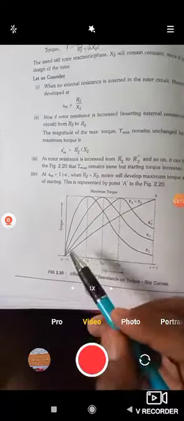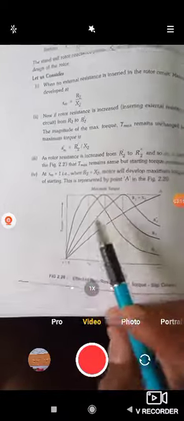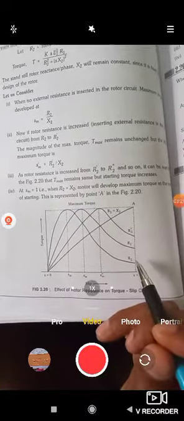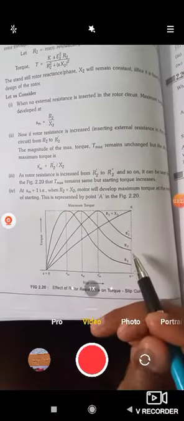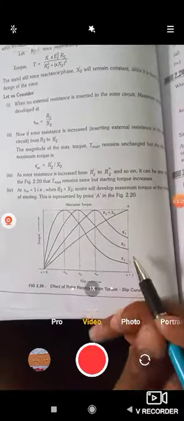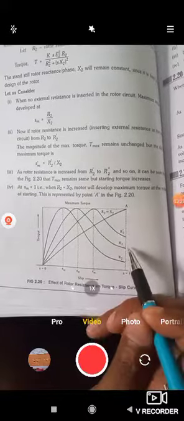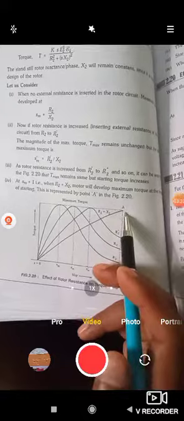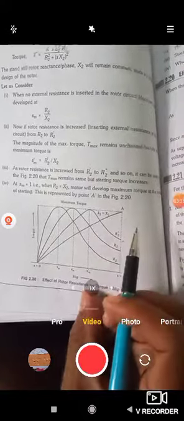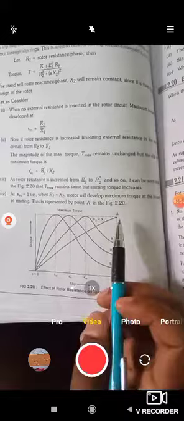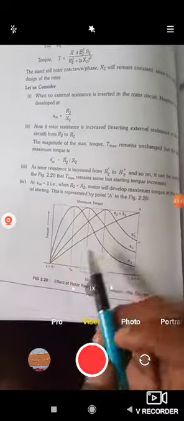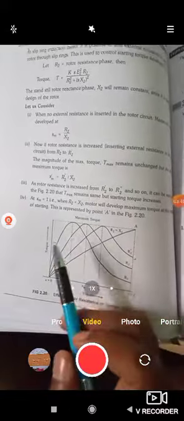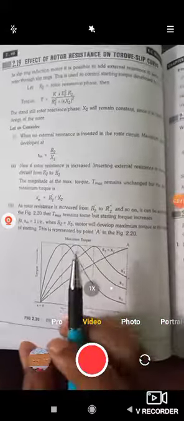See, the first curve is the original curve before adding any external resistance. Also, by increasing the rotor resistance, the starting torque gets increased. So this is TST1, this is TST2, this is TST3, this is TST4. TST4 is increased to maximum if the rotor resistance is equal to X2. So this is the first curve, second curve, third curve, fourth curve. If you increase the resistance, the curve will shift to the right.